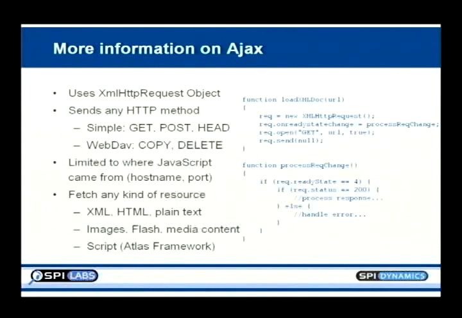And finally, the HTTP requester object can fetch everything. I can grab XML, but don't let the name fool you. I can grab things other than XML. I can grab HTML. I can grab raw text. In the Microsoft Atlas framework, which is their AJAX framework, they are actually pulling down new JavaScript, which they then proceed to execute. I can grab images, Flash, multimedia, and, like I said, script.